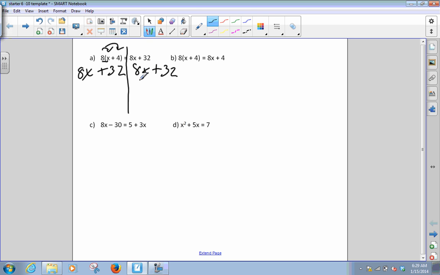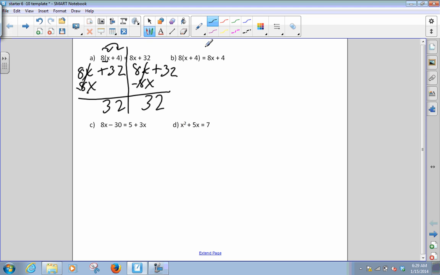So I am going to get rid of this 8x by subtracting 8x's. That's going to leave me with 32. I'm going to subtract 8x from over here because it is an equation. So if I subtract 8x from over here, I've got to do it over here also. So now that's going to leave me with 32 on both sides. Well, let me go over to B.